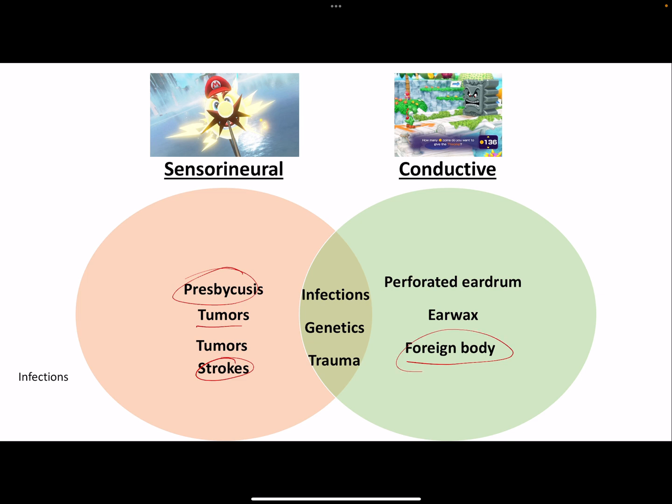Conductive: you stick a fire truck in your ear, you got too much earwax, or you're trying to clean your ears and you poke your eardrum. Trauma could be both. Genetics could be both, probably a little bit more sensorineural. And then infections could definitely be both, right? We have otitis externa, otitis media. It can move through the eustachian tube if you have an upper respiratory tract infection, but then it could also cause labyrinthitis and disturb the cochlea and the vestibular system.